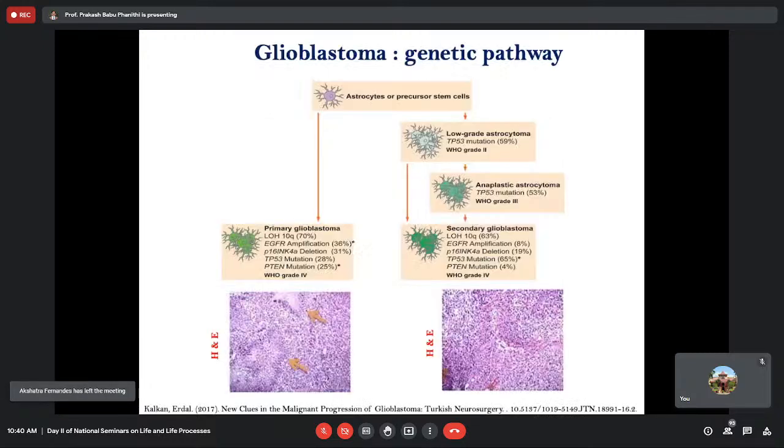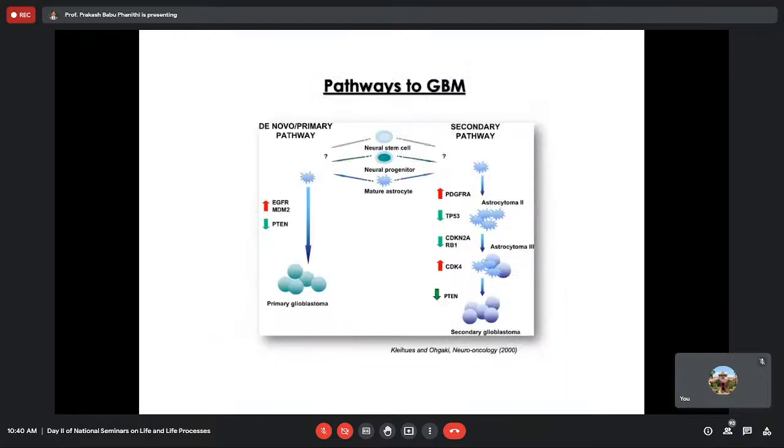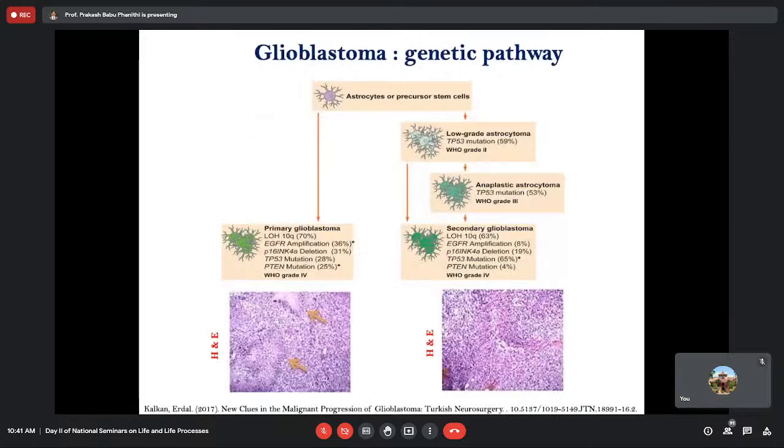Why is it called the deadliest form? In the picture, the right side panel shows astrocytoma going into the first stage, second stage, and third stage, and ultimately to the 4th stage. This is called the secondary glioma. The primary glioblastoma has a unique feature: from grade 1 it jumps straight to grade 4. That is why this has become the deadliest of all the tumors. When it reaches grade 4, as you know, it must have metastasized.